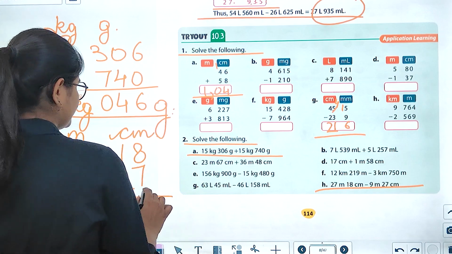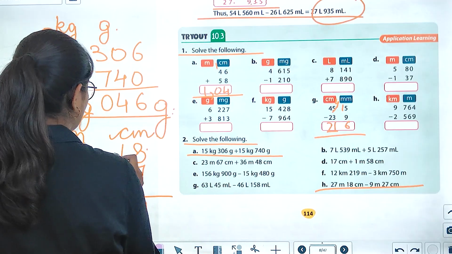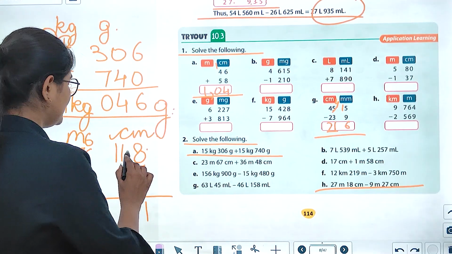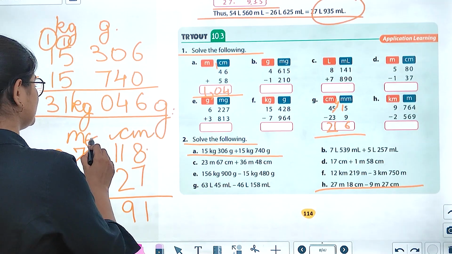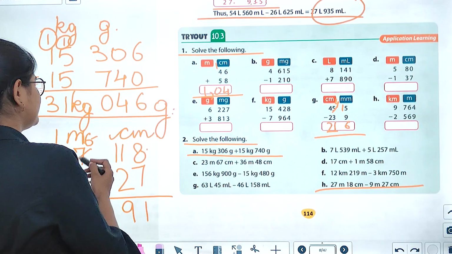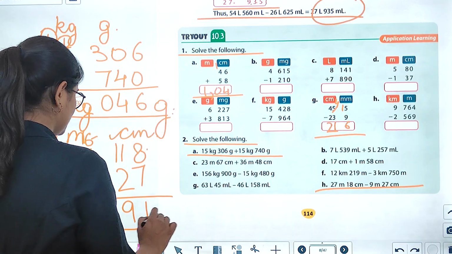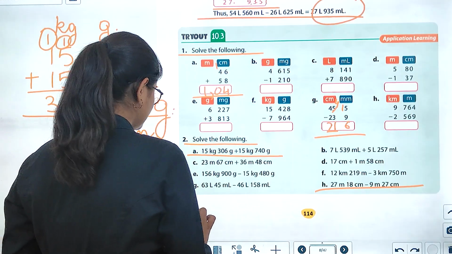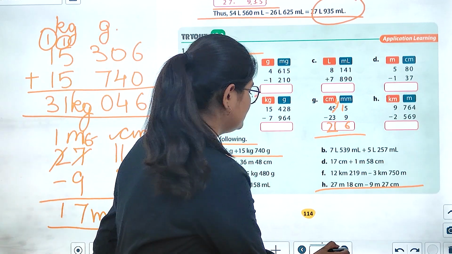Right? So it is 8 minus 7 is 1. Then we can't subtract 2 from 1, so we'll borrow 1 and write 6 over here instead of 7. 11 minus 2 is 9. Then 6 minus 9, again not possible. We borrow 1 from here and write 1 over instead of 2. 16 minus 9 is 7 and 1 is 1. So the answer becomes 17 meters and 91 centimeters. Clear? Moving ahead.